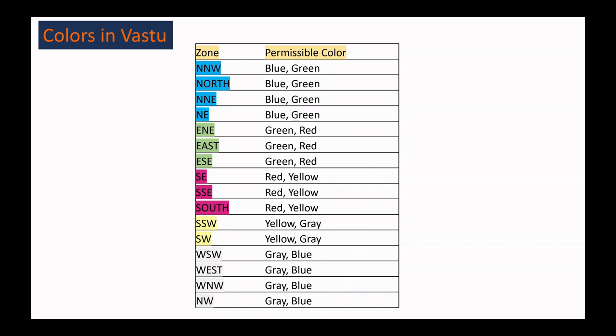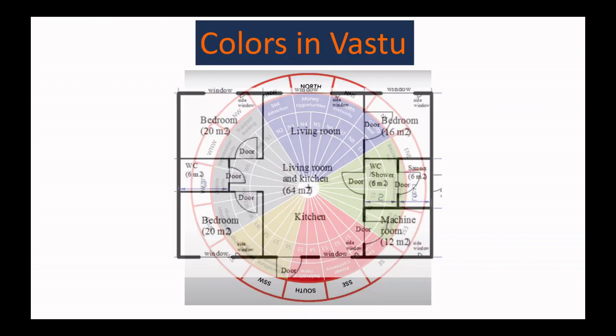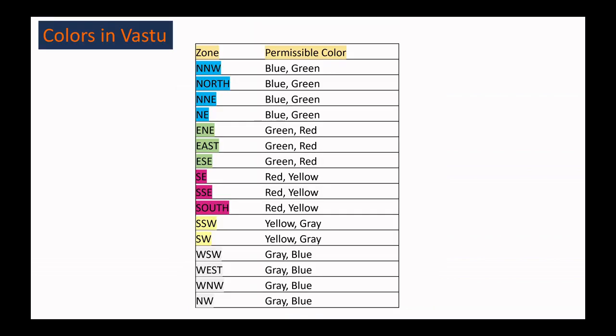Now, again I am going back to that design. Here you can see that this bedroom falls under the blue and green zone. In that case, you have to color this bedroom green. Why? Because the blue zone also has permissible color of green, and green already has permission of green. That's why.